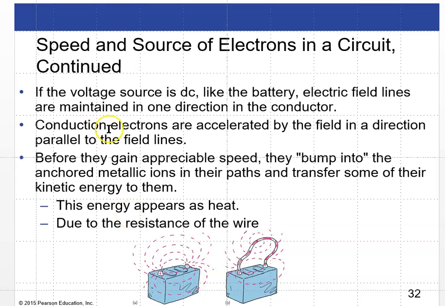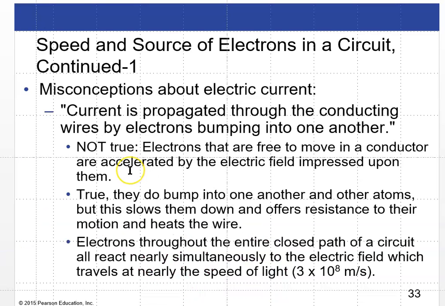Now, if the voltage source is DC like a battery, there are electric field lines that are maintained in one direction in the conductor. And of course, the conduction electrons in the wire are accelerated by the field in a direction parallel to the field lines. And of course, they're in a wire, so they bump into other electrons and metallic ions in their paths and transfer some of their kinetic energy to them. And this kinetic energy, just remember thermodynamics, has a tendency to appear as heat in the wire. This is due to the resistance of the wire, and we call that I squared R loss. Why? Because it's equal to the square of the current times the resistance.